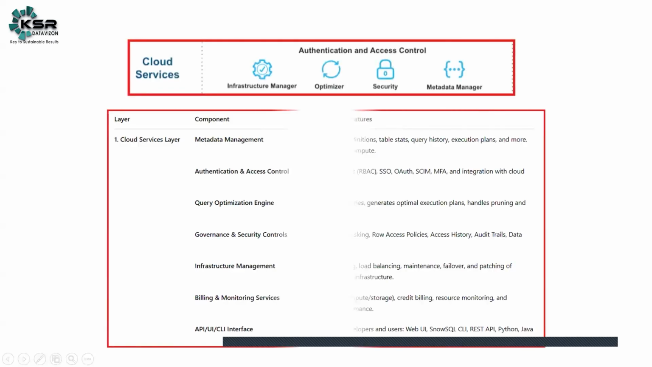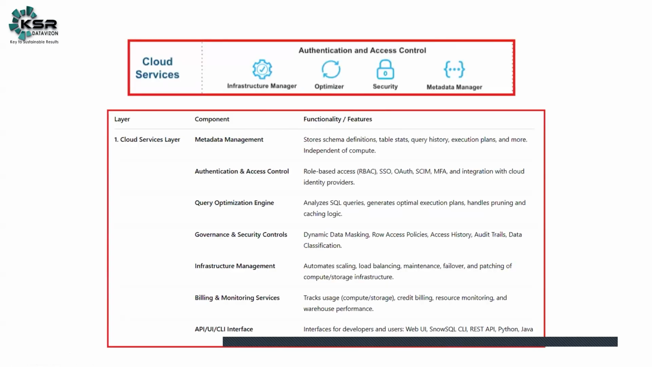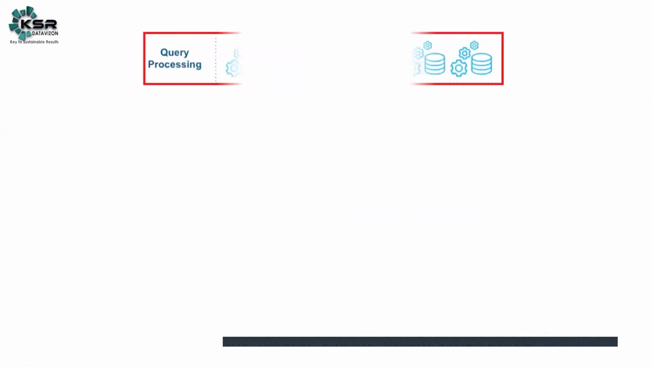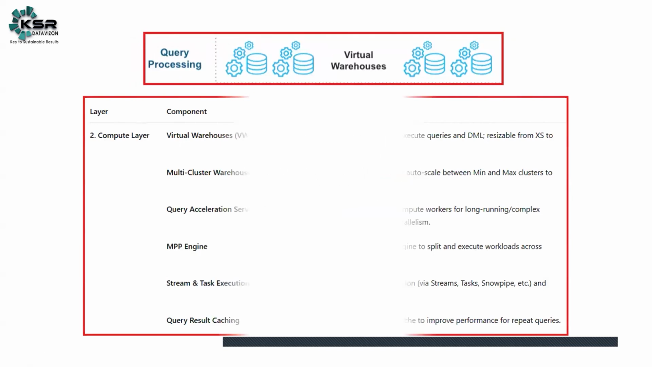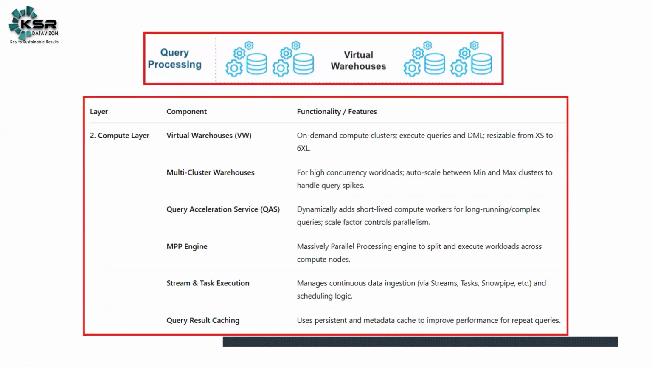Exactly. So we saw that the first and foremost layer is the cloud service layer, which is mainly meant for metadata management, optimization, security, governance, and infrastructure billing. These are all taken care of by the cloud service layer. It's like the brain of Snowflake. It doesn't store any data or run the query, but it coordinates with the other layer, the query processing layer or virtual warehouse layer, where the main computation and heavy workloads are done. Whatever is required to run any particular query, that part is done by the query processing layer or virtual warehouse layer.